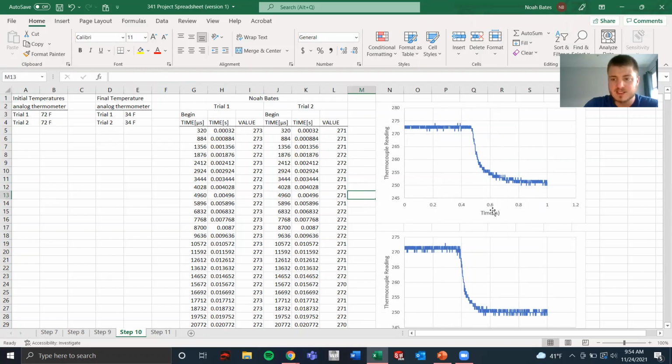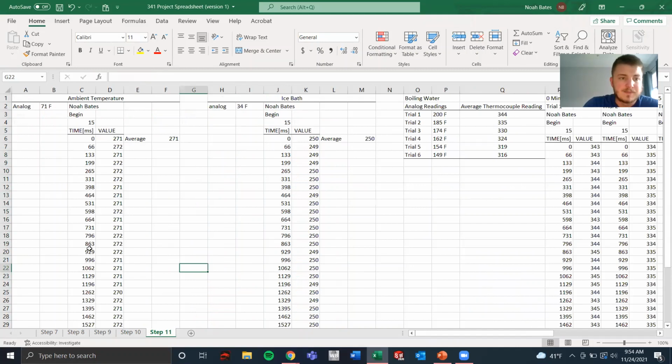I did plot the time in seconds instead of microseconds. I don't think that's really a problem. I mean, the graphs can be the same. I think the data just looks a little better because it's in seconds, a little more readable. And then I did kind of the same thing, except there's more data in step 11.